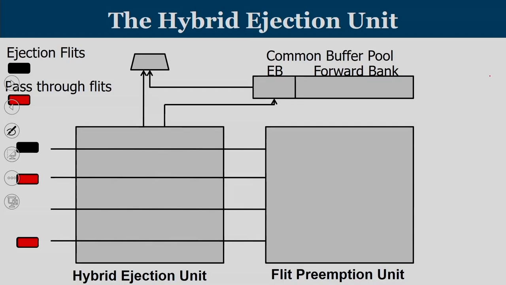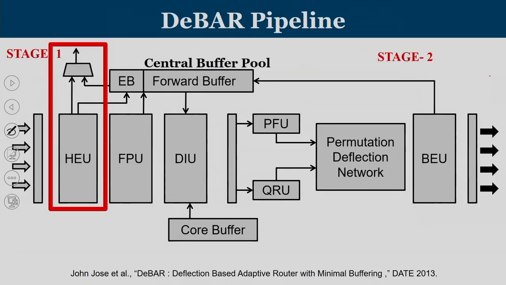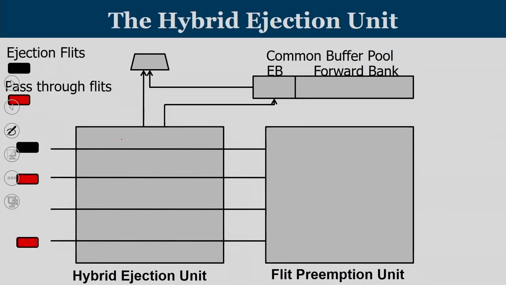This is the zoomed version of the hybrid ejection unit and the flit preemption unit. These two units, which you see on the left hand side of the pipeline, have to be discussed in detail. The next slide will show the hybrid ejection unit towards your left side and the flit preemption unit towards your right side. The duty of the hybrid ejection unit is to analyze whether a flit is to be ejected or not, whether it is destined to the local core or not. Let us see how the hybrid ejection unit works.